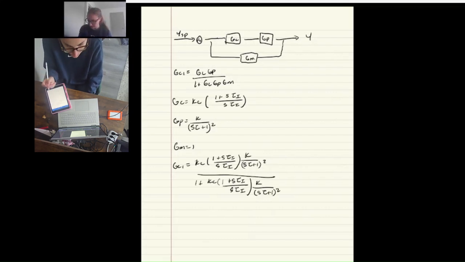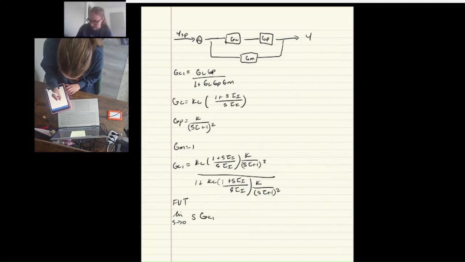So after this, we're going to use our final value theorem, so FVT, and we're going to take the limit as S approaches 0, and we're going to multiply this by S, and then we have our GC1, and we're going to multiply this by A over S, because this is going to deviate from steady state, and when we deviate from steady state, we need to use our Laplace transform theorem, so we have our A over S, with our set point. So we can see that these S's cancel out, right? And this equals our Y at infinity here.